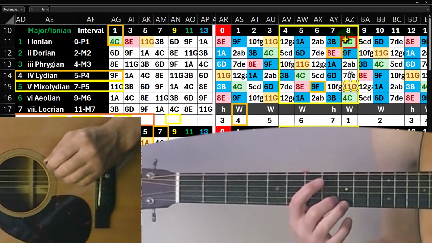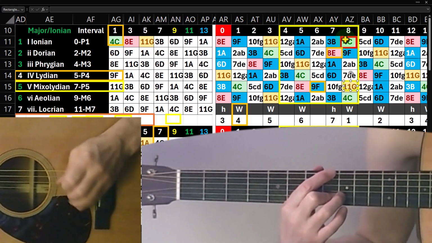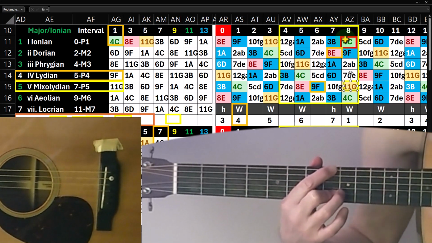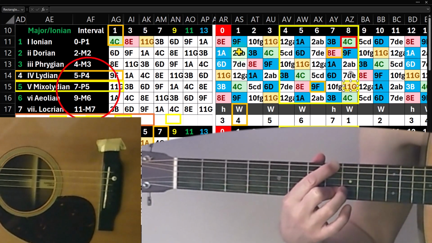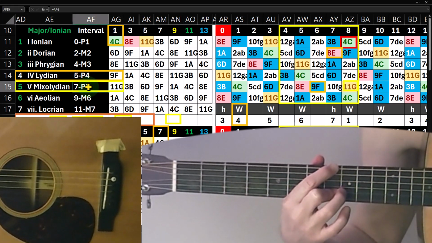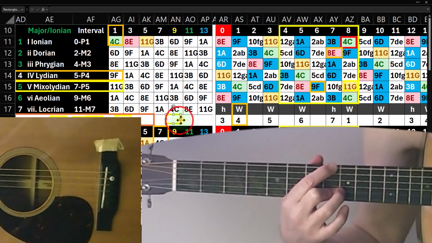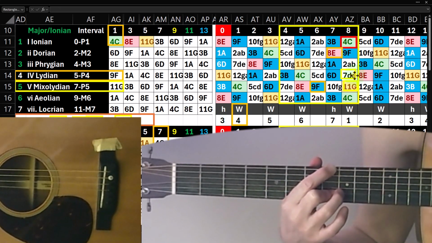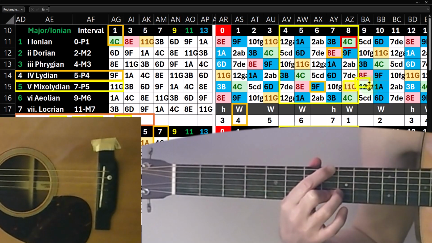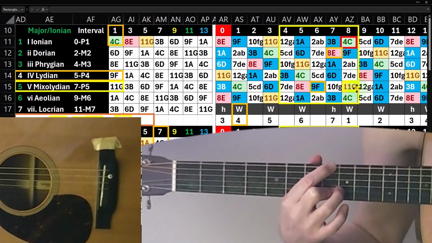if I compared it to the C, is going to be a 7-note away perfect fifth. So how can I prove that? 7 notes away, I can say it's going to be 5, 10, 15. 15 minus 12 is 3, plus another 5 is 8, and then 7 back here.